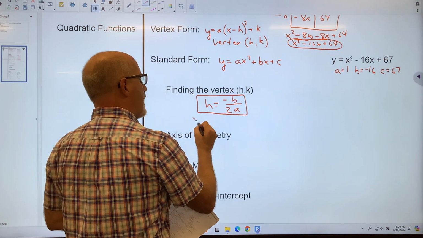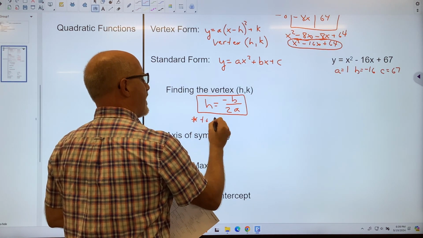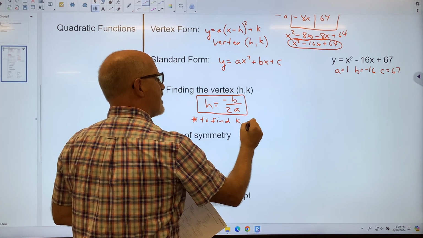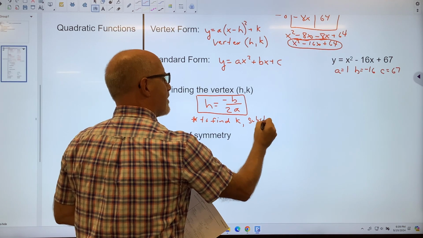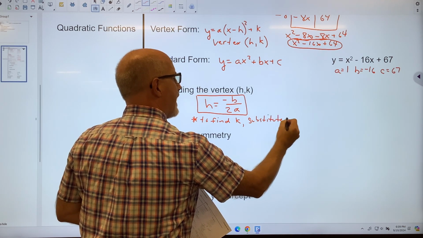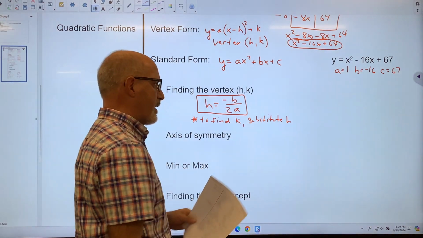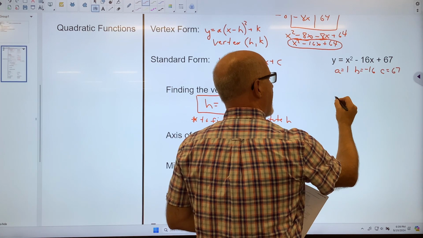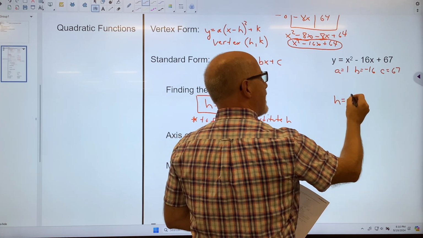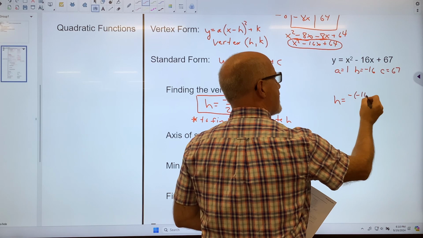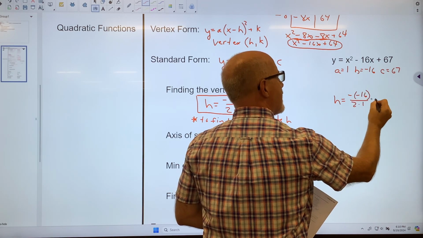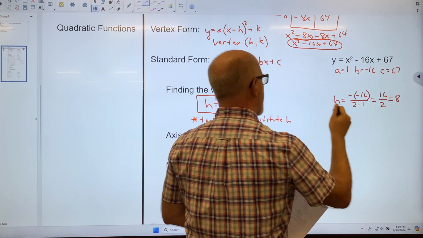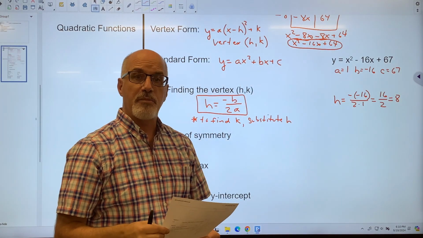Now to find the y value, or the k, notice that's k there. To find k, substitute h into the quadratic. Let's see what that means. Let's look at this example here. To find the vertex, we're going to have h equal to the opposite of b. So we're going to have opposite of negative 16 over 2 times 1. That's going to be positive 16 over 2, which is equal to 8. So the x value at your vertex is going to be 8.